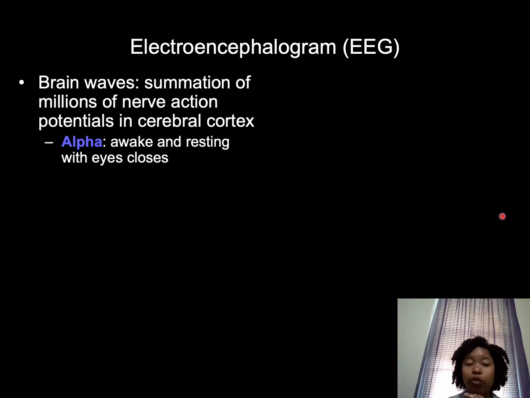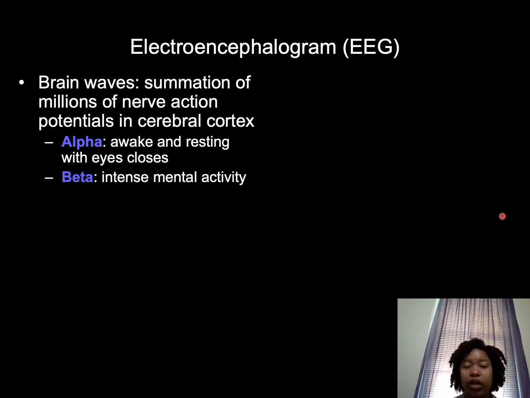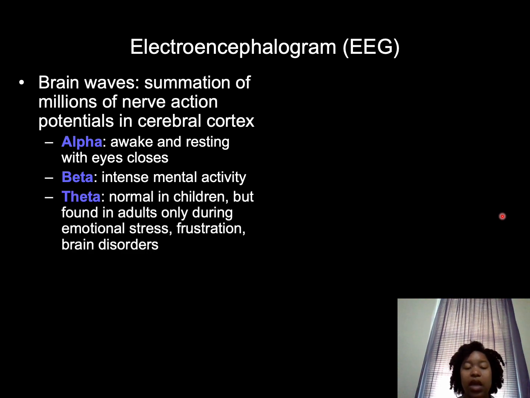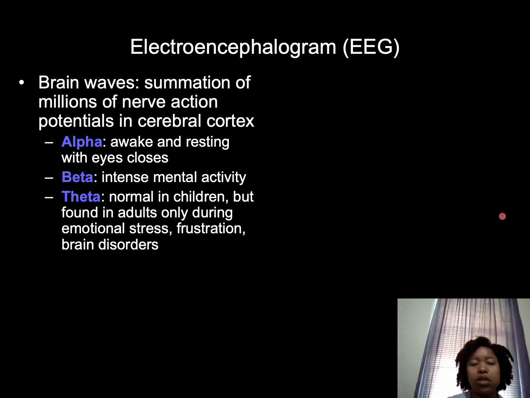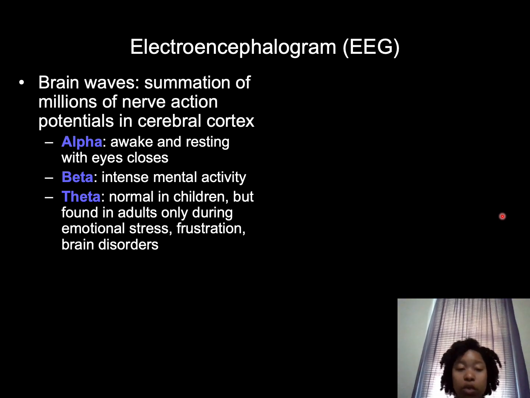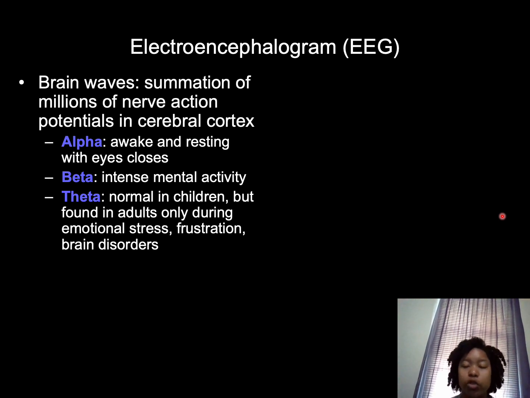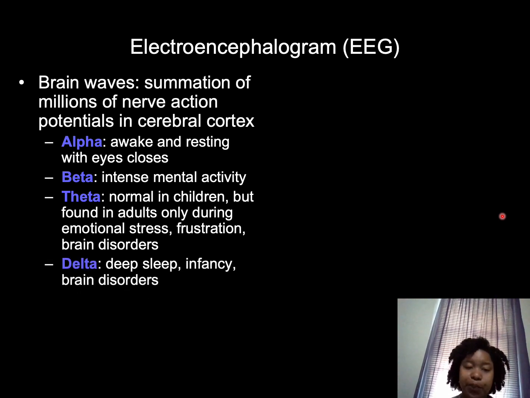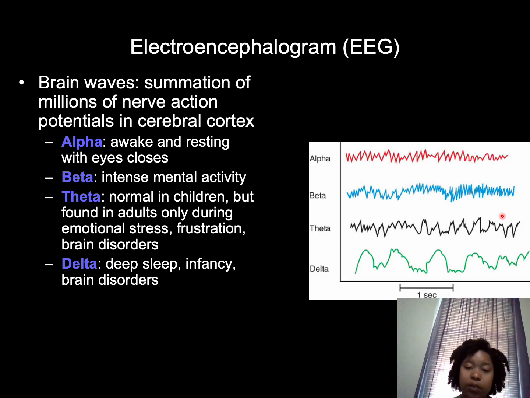So there are alpha brain waves that are present when you're awake and resting with your eyes closed. Beta brain waves show for intense mental activity, and theta brain waves are normal in children but aren't really found in adults. They're normal in children, but they're found in adults only during emotional stress, frustration, and brain disorders. And you have delta brain waves, which are involved with deep sleep, infancy, and brain disorders.